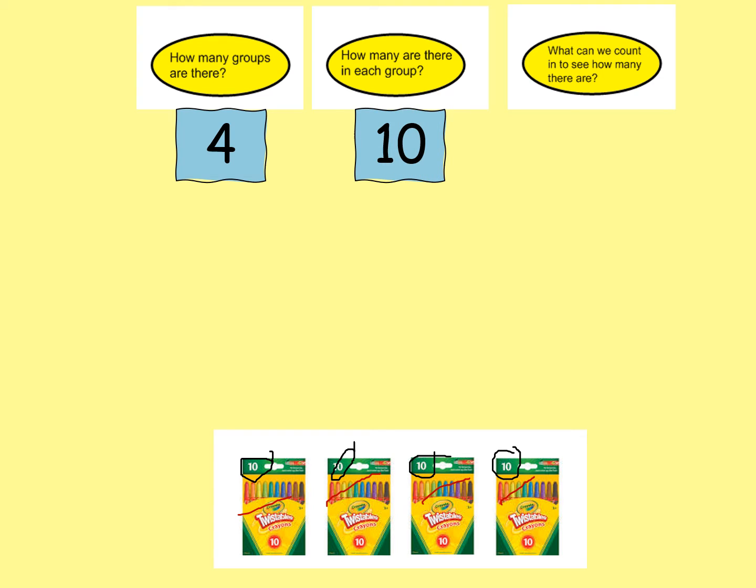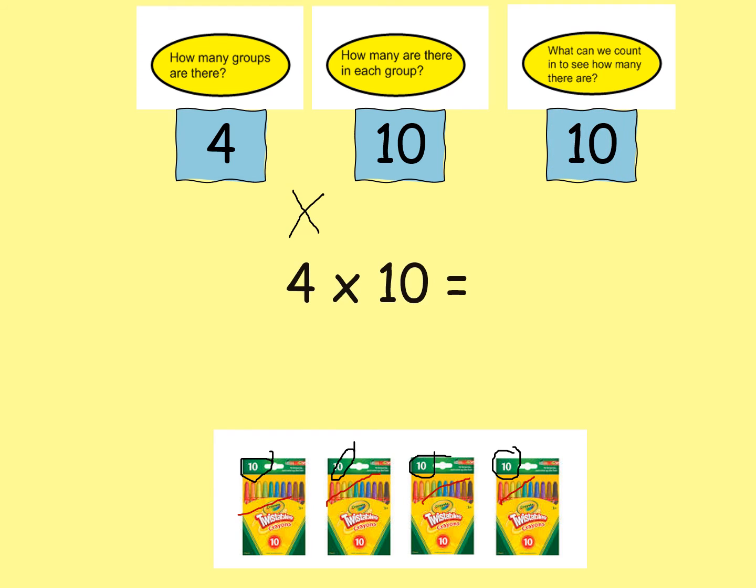So what might our number sentence look like? Okay, we know that this operation, this means times, it means groups of. So we have 4 groups of 10. So what will the number sentence look like? Let's have a look. Okay. Right, so here we have 4 groups of 10. 4 groups of 10. 4 times 10.